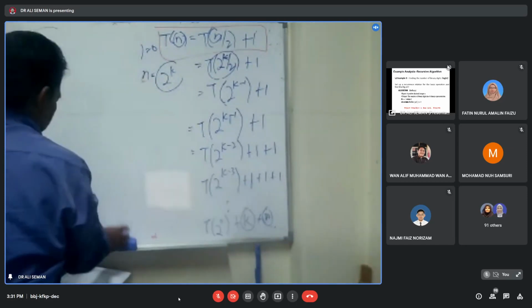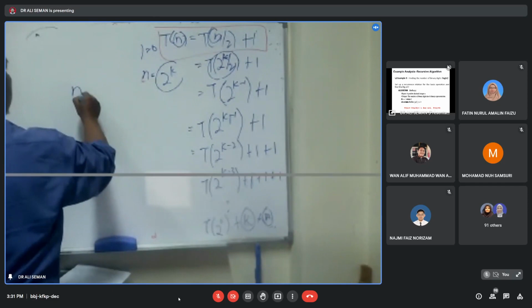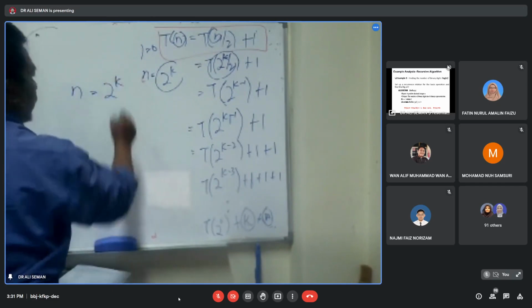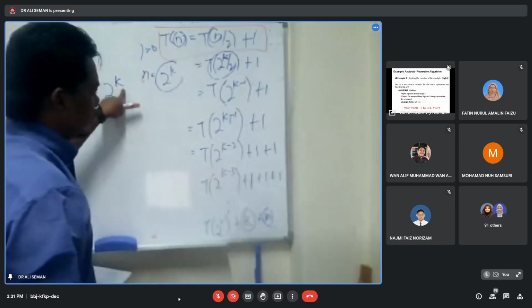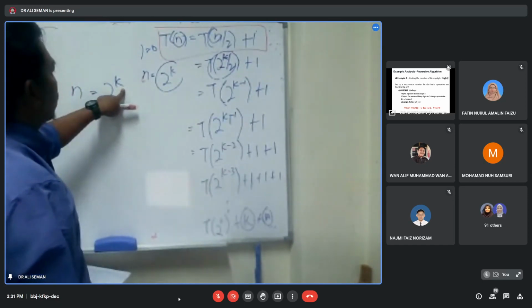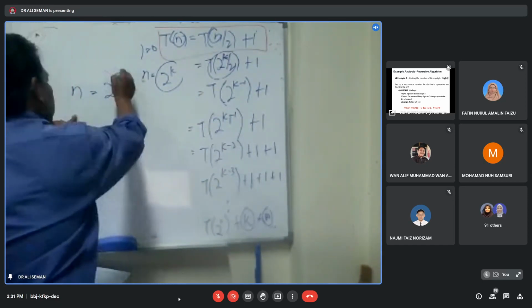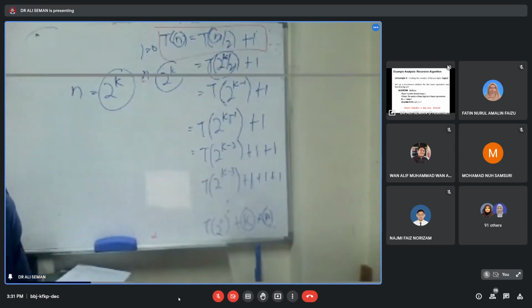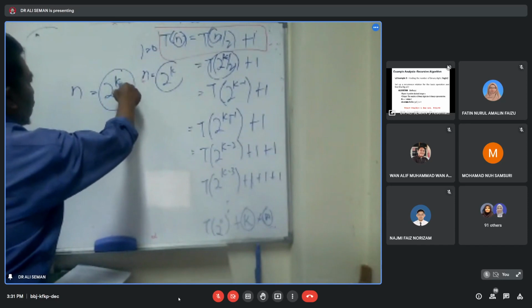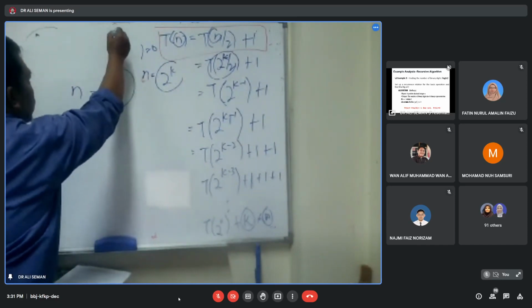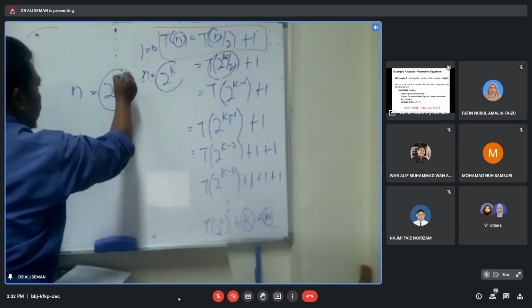So just now we have n equal to 2 power of k. The pattern that we observed now is until k. Here k is not equal to n. So n is equal to 2 power of k. So we need to find what is actually the pattern: increase 1, 0, 1, 2 until the k.